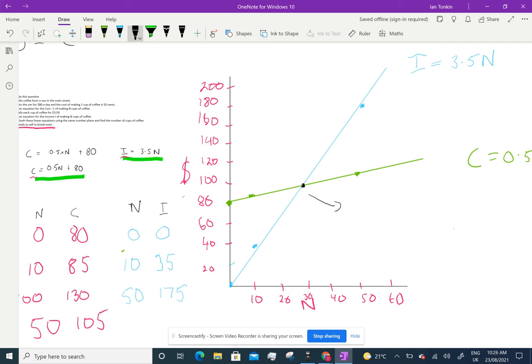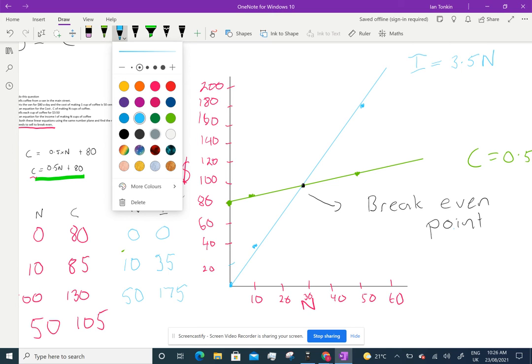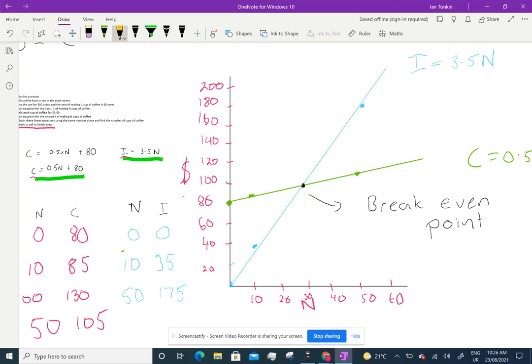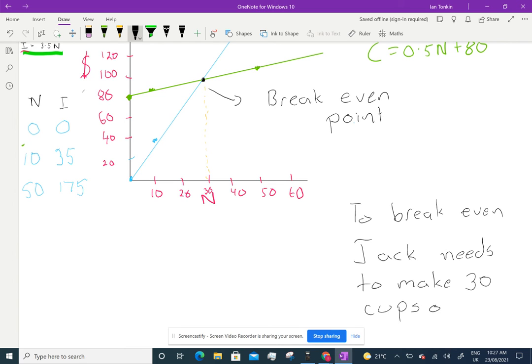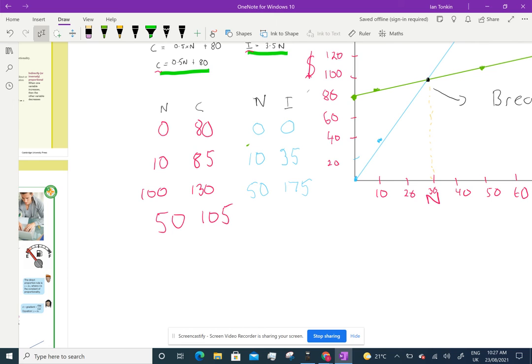And this is the critical point. This point here, we call it the break even point. Now, because I've done this on a graph and because I haven't had a grid paper and because it's not 100% accurate, it's going to be very hard to judge where it crosses. So how many cups of coffee? If I'm going down here, I'm getting pretty close, somewhere around 30. So to break even, Jack needs to make 30 cups of coffee. Now, you can find out if that actually rings true by putting 30 in both equations and seeing if you get the same number.